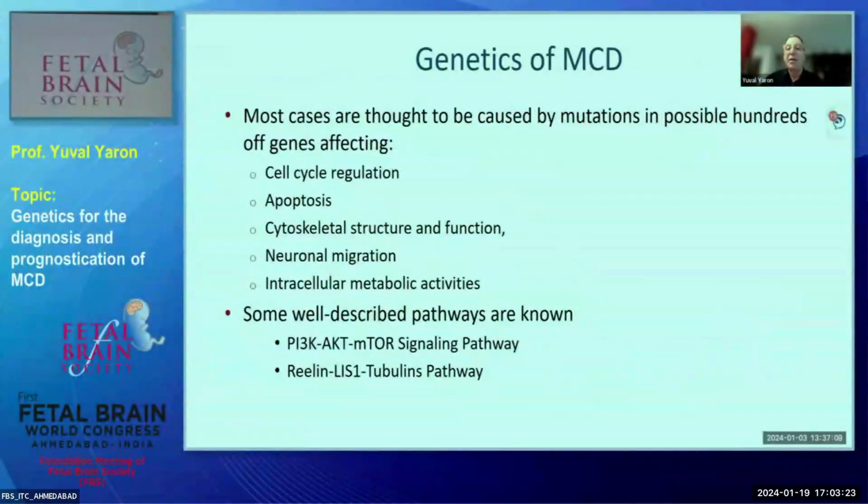The genetics of malformation of cortical development is quite complicated, and we think that most cases are caused by mutations in possibly hundreds of different genes affecting cell cycle regulation, apoptosis, cytoskeletal structure and functions like the tubulins, neuronal migrations, and intracellular metabolic activity. And I'm sure there are many, many more. Some pathways are known and well described, and different genes in the pathways contribute, such as the PI3K, AKT, mTOR signaling pathway, or the tubulin pathways. But certainly some pathways are yet to be discovered.